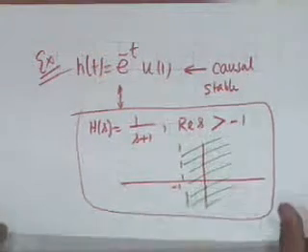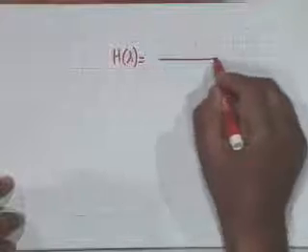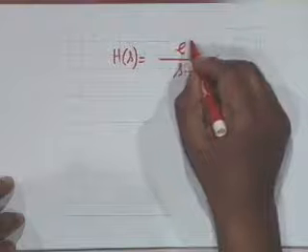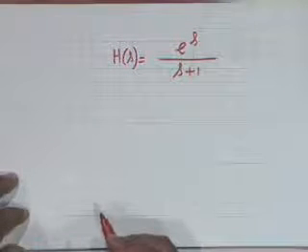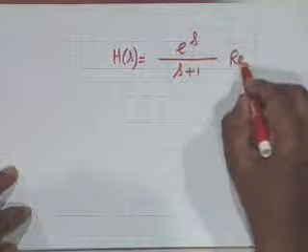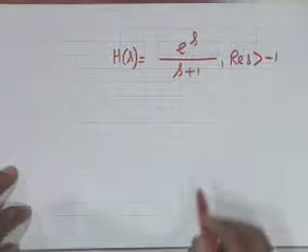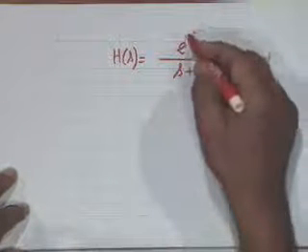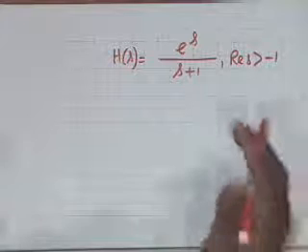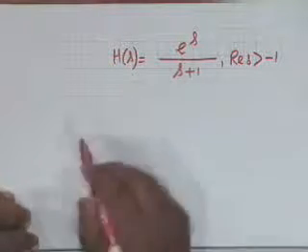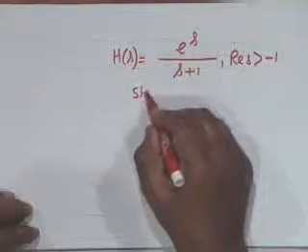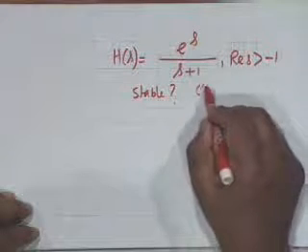I will complicate the picture by taking an example. Now, let us say we take H(s), the same function with e to the s, and the ROC is real s greater than minus 1. e to the s has only a 0, so the ROC is the right of the rightmost pole. Now, is this stable? Is this causal? Let us investigate.